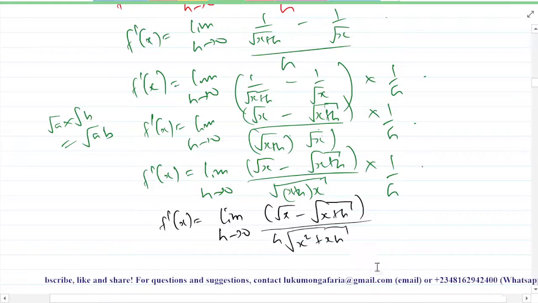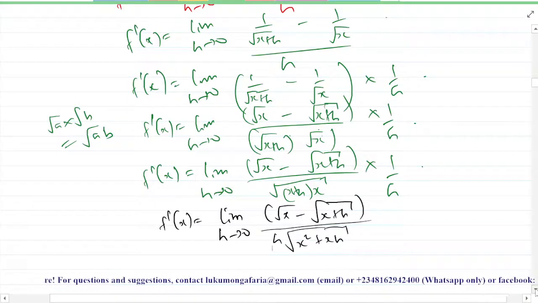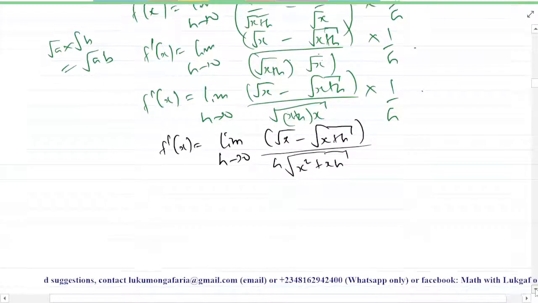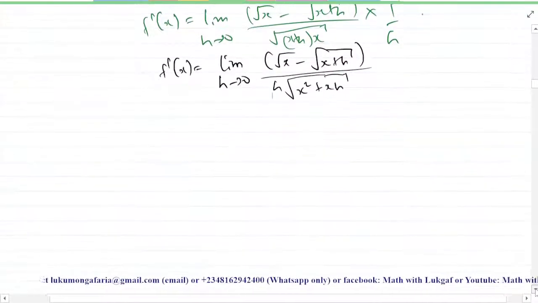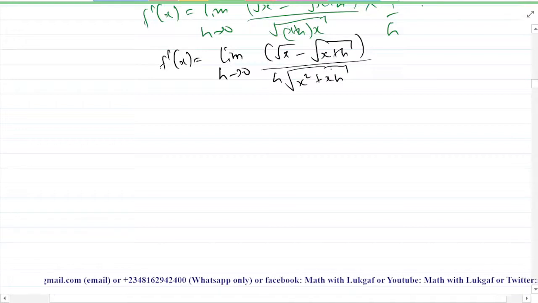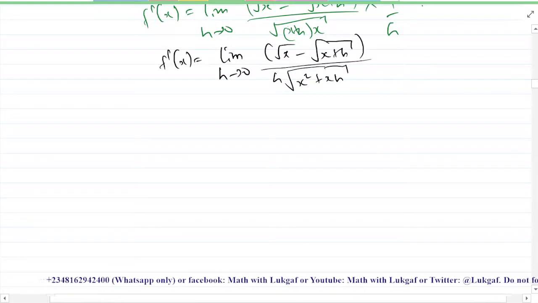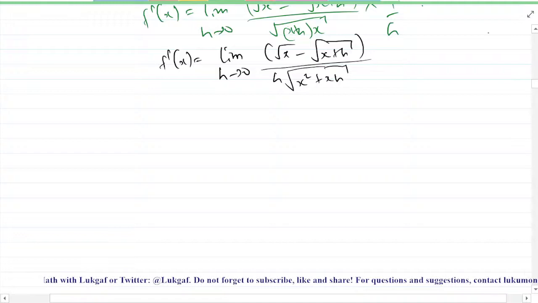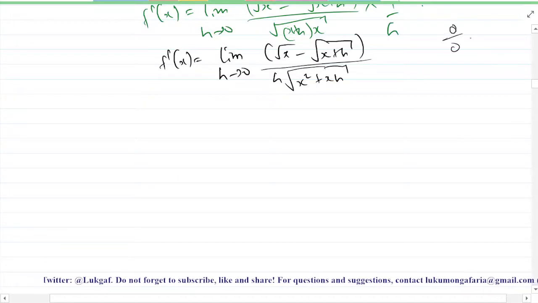Okay, what are you now going to do to proceed? Are we going to substitute the value of h to 0 and take the limit directly? If you take the limit directly here, you will see that this will be 0, root s minus root s will give you 0. This will also give you 0. So you are still going to obtain an indeterminate form of what? 0 divided by 0. So then let's see if we can simplify it further again.